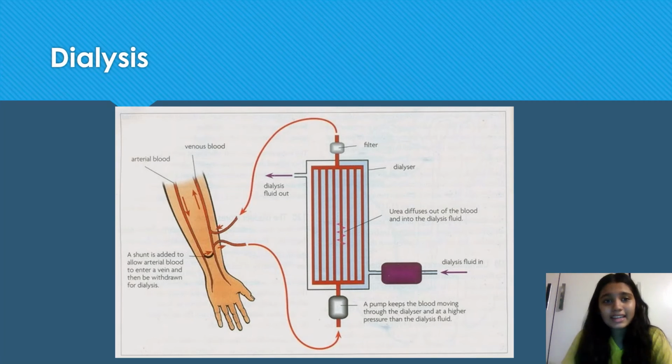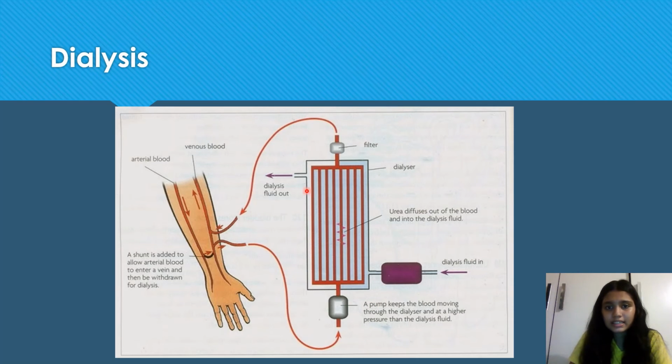Okay, so dialysis is extremely important in IGCSE. You get 5 to 6 marks just to state the process. Basically, blood is taken from your artery and returned to your vein in dialysis.